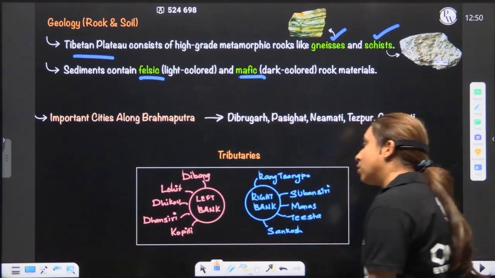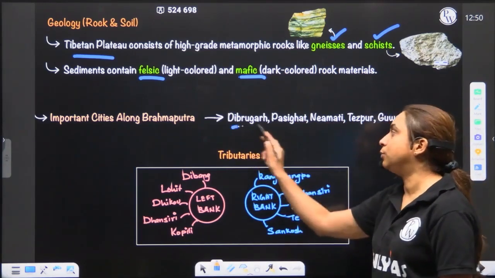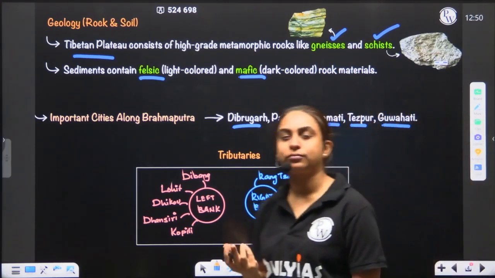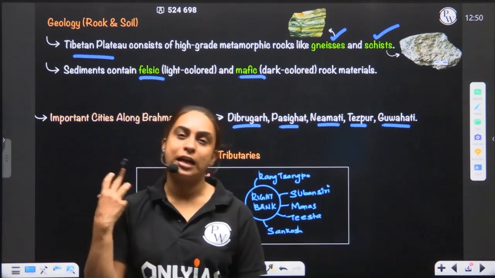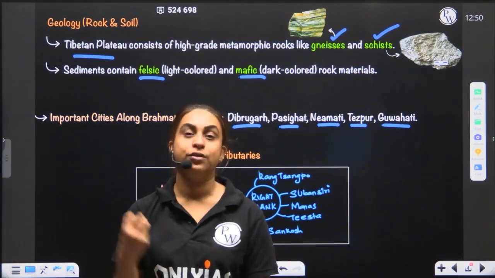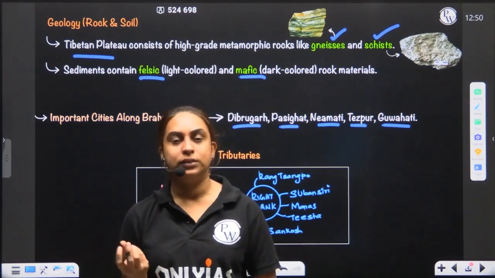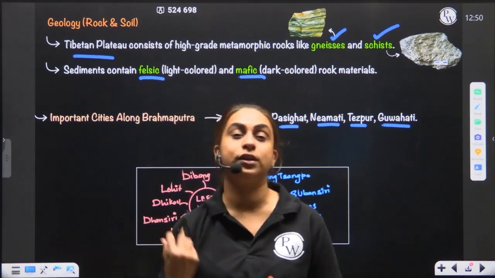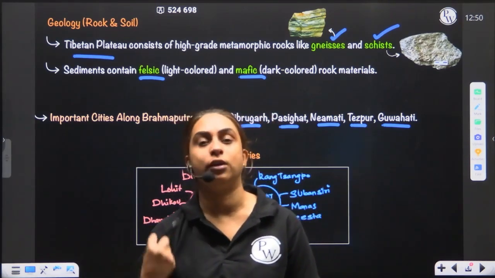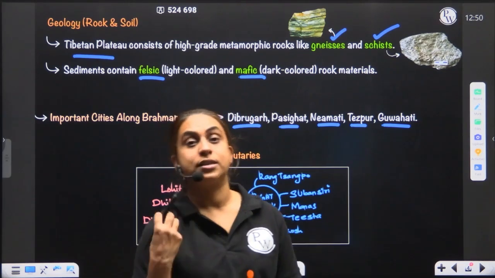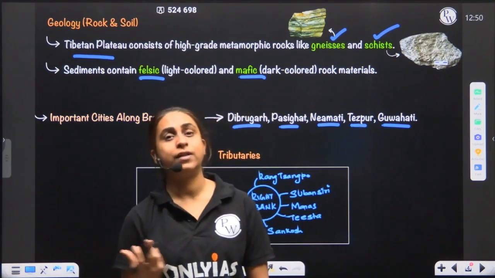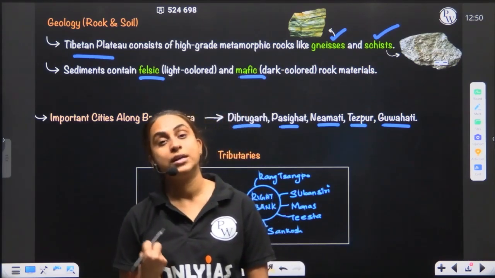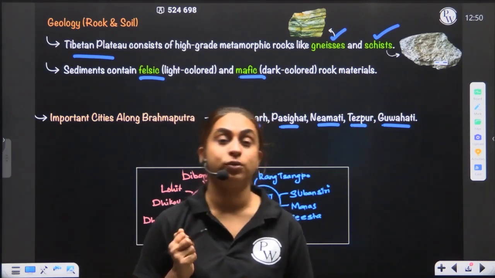Okay. If I talk about the important cities of Brahmaputra, you have Dibrugarh, Pasighat, Niyamati, Tejpur, Guwahati. See, we know that many cities have, since time immemorial, been along the rivers. Rivers provide shelter, food, livelihood, fishing, and material for construction. So major cities have always been along the rivers, especially mighty rivers like Indus, Ganga, Brahmaputra. Along the Indus, you also have the Indus Valley civilization. So civilizations have been built along the rivers. Similarly, the major cities are also along Brahmaputra.